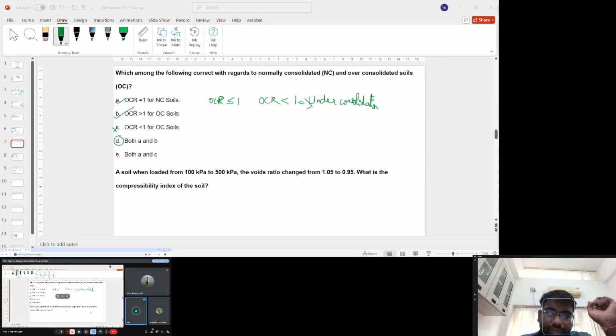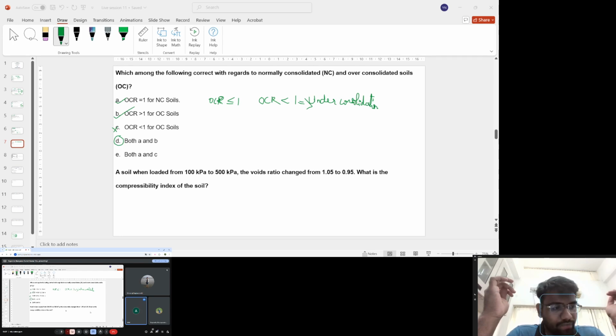A small extension about this question: why do most textbooks not discuss under consolidated soils? Somewhere I read that these are only made up soils. Municipal waste material which is dumped is a normal example of under consolidated soil. But why is there no void ratio versus effective stress graph for under consolidated soil? The e versus log sigma curve will ideally look similar to NC soils only, but no book mentions it.